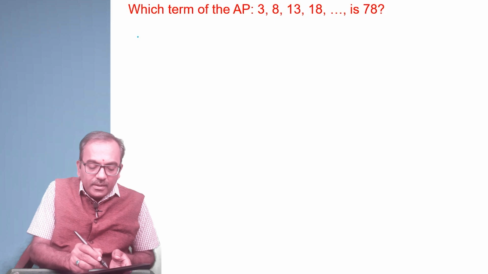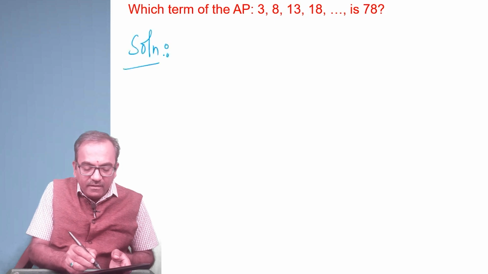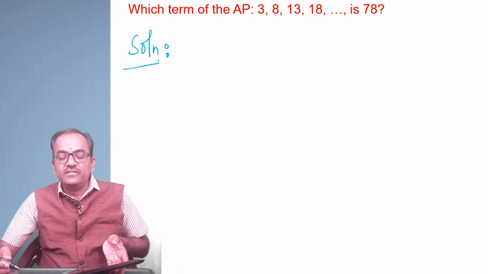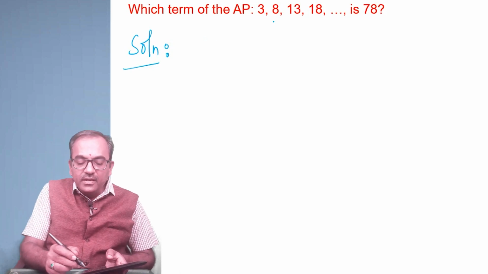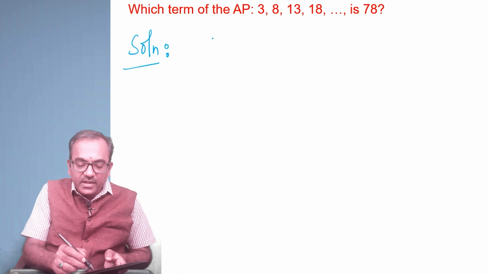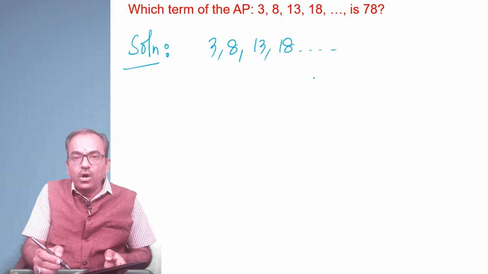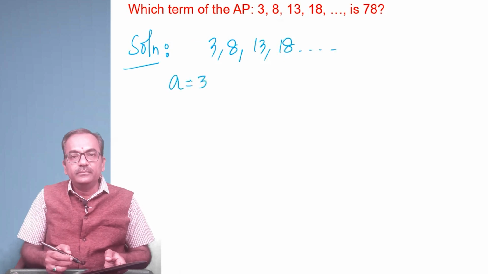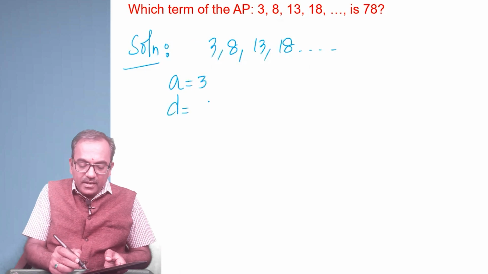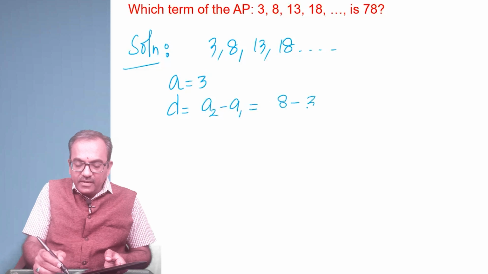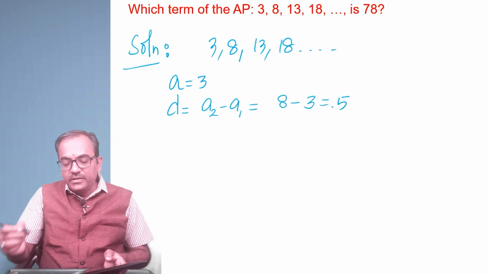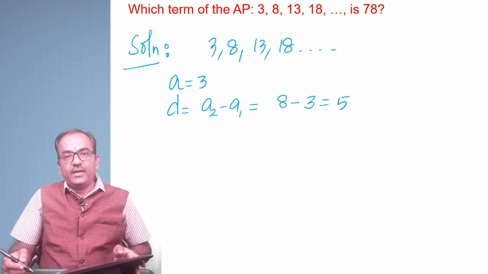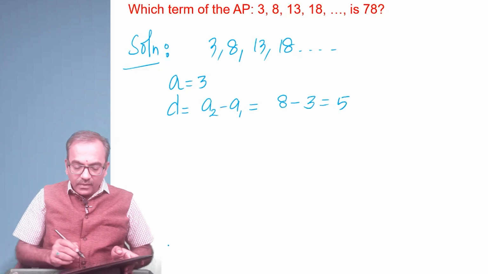So, here in the solution part, let me rewrite the situation. Here the given arithmetic progression is 3, 8, 13, 18 and so on. Therefore, the first term a will be equal to 3 and the d part is a2 minus a1. a2 is 8, a1 is 3, therefore, the d part is 5.